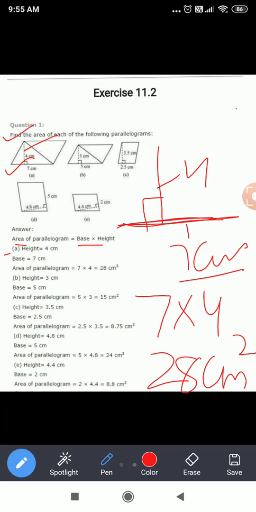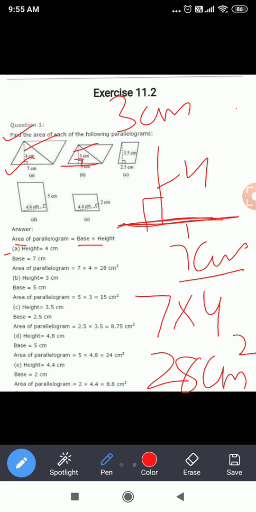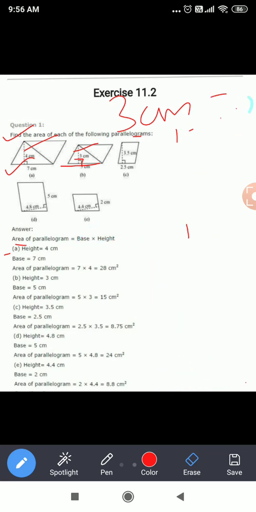In the next figure, the height is 3 centimeters. You can see the 90-degree angle here. So this side is 3 centimeter and the base is 5 centimeter. So we will multiply, 3 5s are 15 centimeter square. So the area of this parallelogram will be 15 centimeter square.